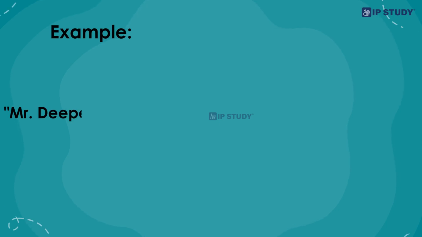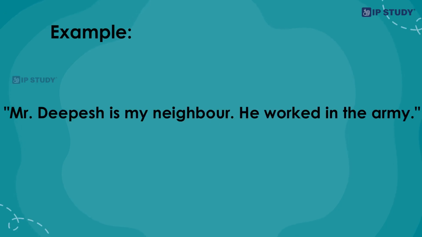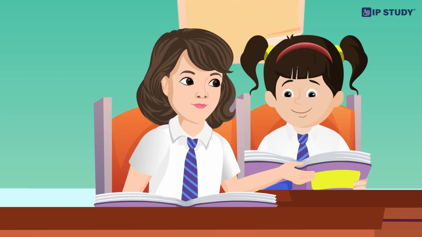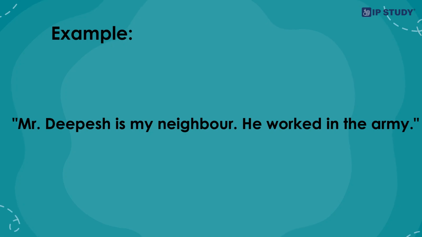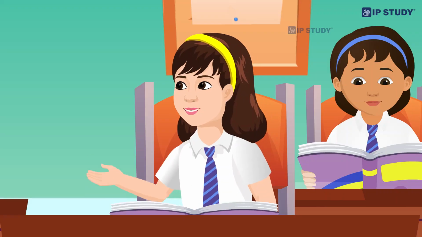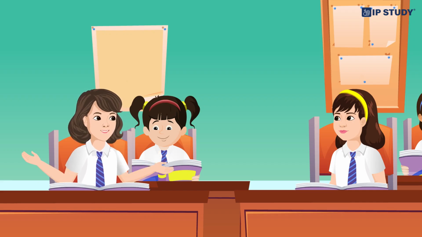Mr. Dipesh is my neighbor. He worked in the army. In the second sentence, he is the pronoun, replacing Mr. Dipesh. Exactly, you're right. But when do we use pronouns?